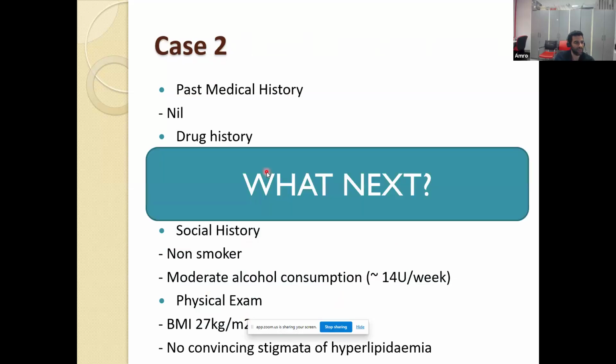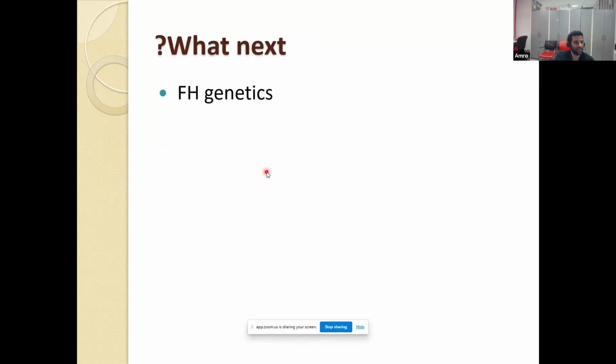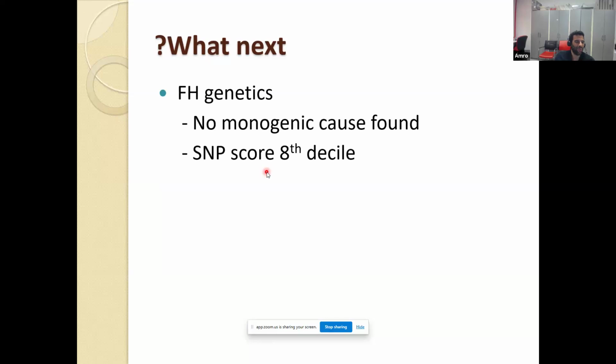So this is what we did. What next? We checked his FH genetics, familial hypercholesterolemia genetics. I won't bore you with what it means, but he didn't have a monogenic cause. He didn't have familial hypercholesterolemia. He had something called polygenic hypercholesterolemia, which is higher risk than a normal person.